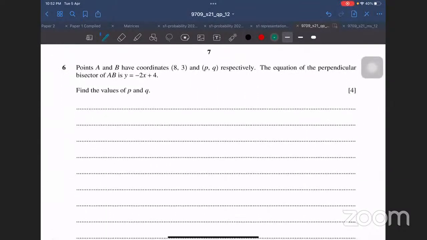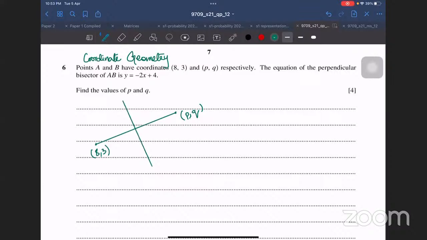Okay, next question. Points A and B have coordinates this and that respectively. The equation of the perpendicular bisector of AB. तो ये तो coordinate geometry. Okay, let's draw a small sketch. Hamisha, whenever you have a question in coordinate geometry, try to make a small sketch before you start attempting it if the sketch is not there in the question.